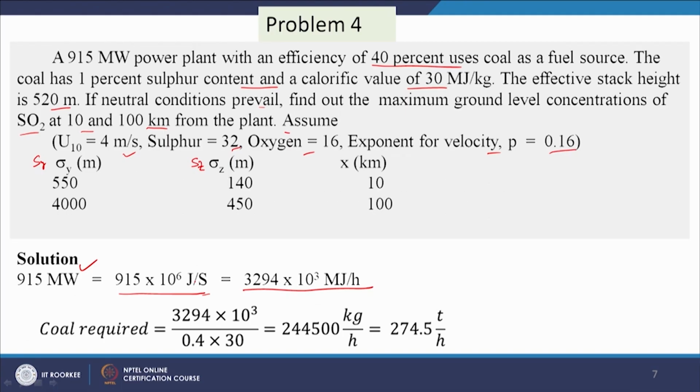So we have to multiply it by 3600, and then the coal required is equal to how much. This is our energy required, but it is told that the heating value is 30 megajoule per kg. So this is the kg of coal requirement, but 40% efficiency is there. So the percentage efficiency is 0.4, so that has to be divided by 0.4 again. So we are getting 274500 kg, that is equal to 274.5 ton per hour.